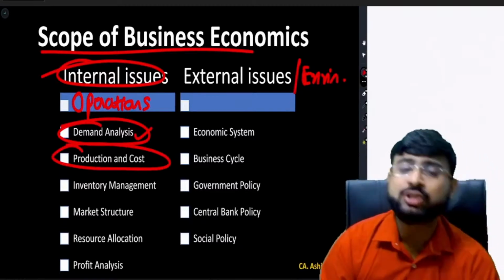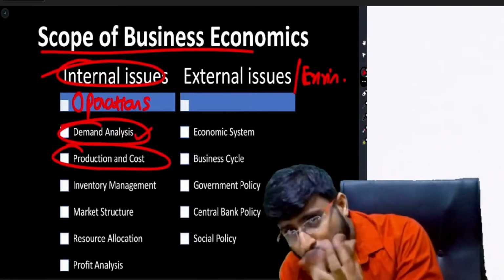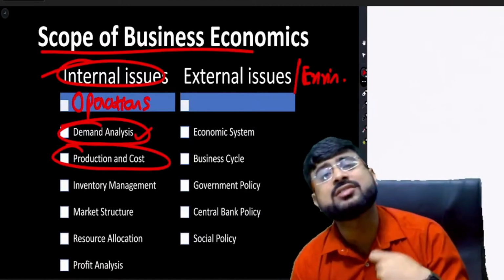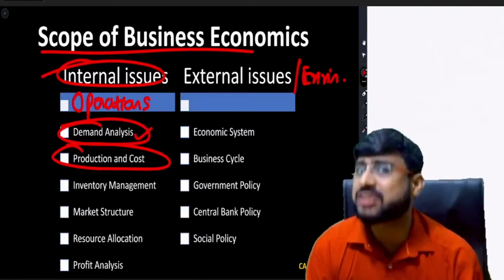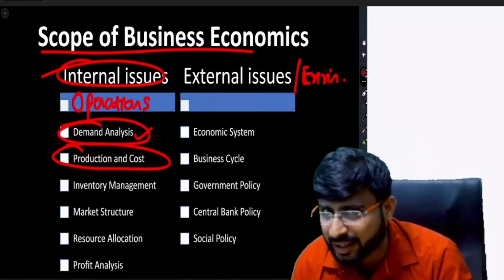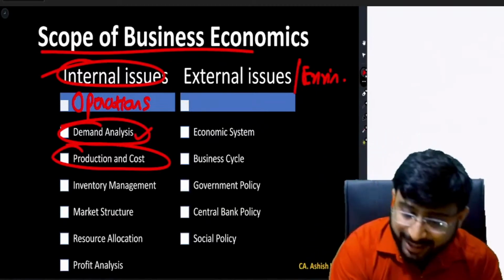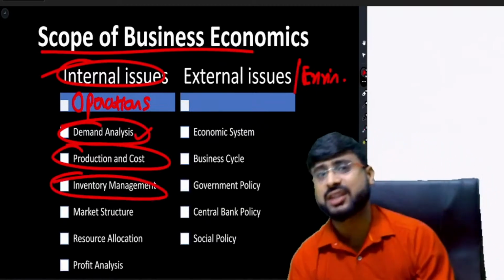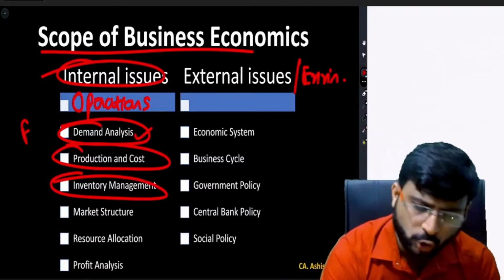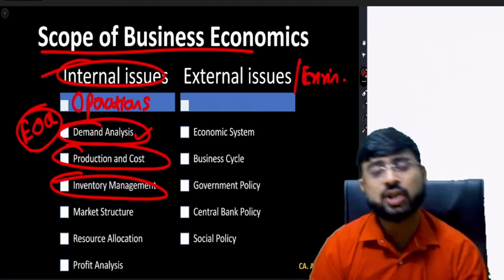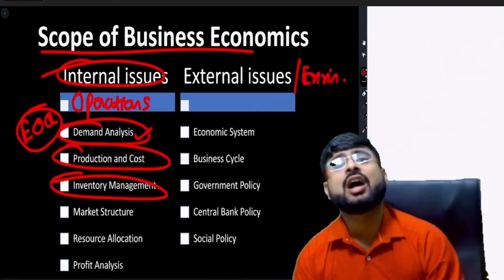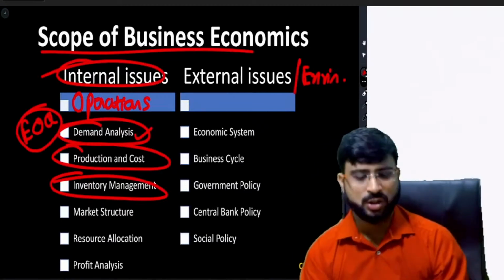Okay. Number 2, an individual business can calculate their production and cost: how much they should produce and what cost should be chargeable. What should be the per unit cost and what they are incurring. They can analyze that. Inventory management. Yes, it is very interesting. There is a formula called EOQ. You will study it later on. Economic order quantity, where a business firm can calculate how much stock they should keep in the godown.